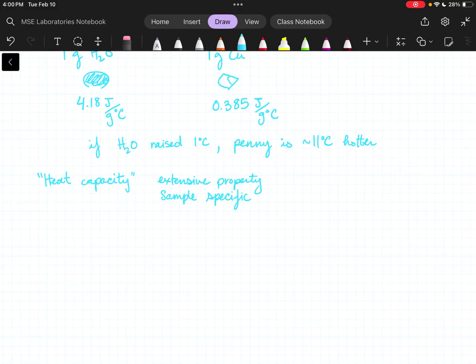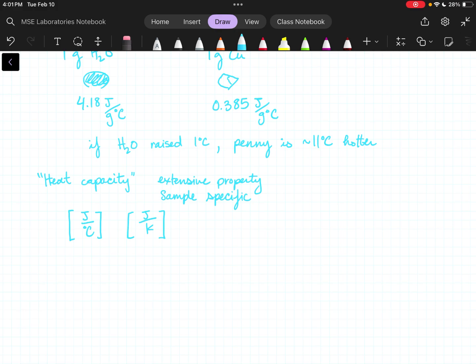So what I'm saying is this penny in my hand right here. The unit on this one is joules per degree Celsius, or joules per Kelvin, or any combination of those values. But you'll notice that it doesn't have per gram, because in this case I don't care about how much material. I am talking specifically about this thing in my hand.